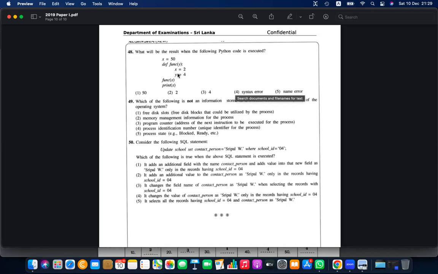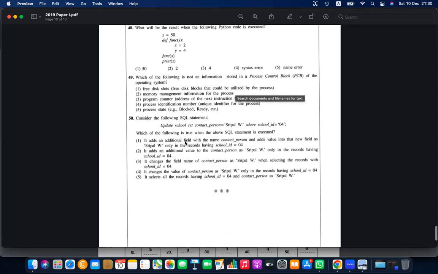Because inside this function, x and y are local variables. It's not saying they are global. If they were global, you would have to say global x, global y. But this x and y inside the function are local to it, and y is a parameter, so it's also local. So you can give function x, and that will be 50. But even though you give that 50, it will not be altered here. It will be altered inside the function, but outside the function the value is still the same, 50. So that is the point here.